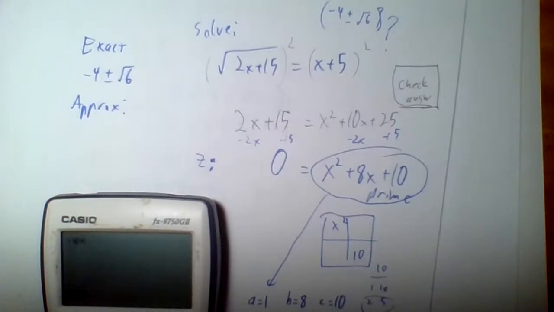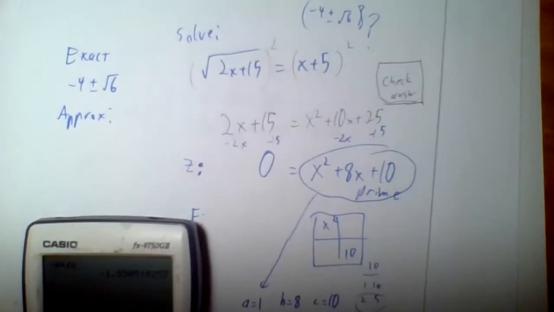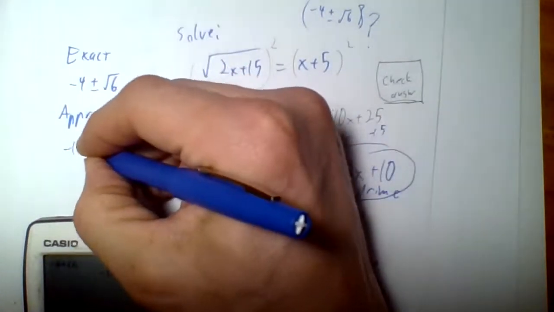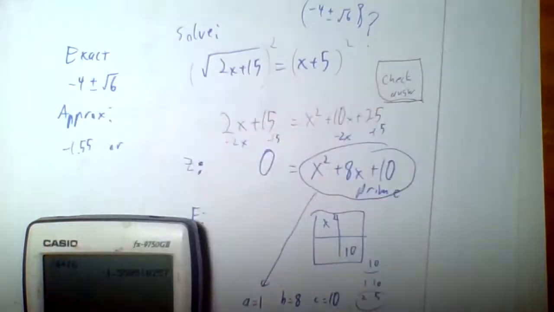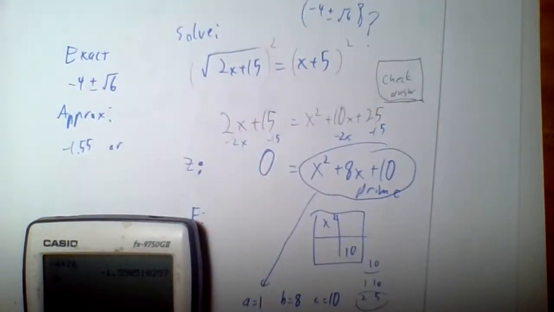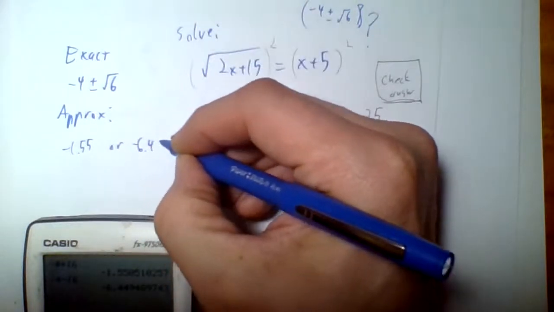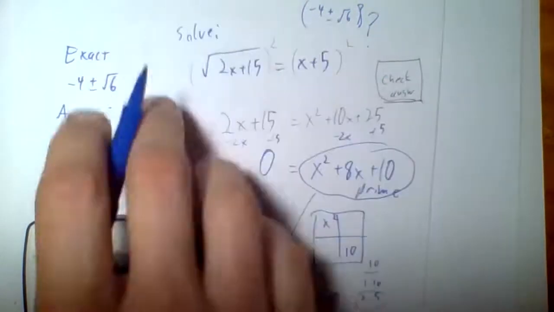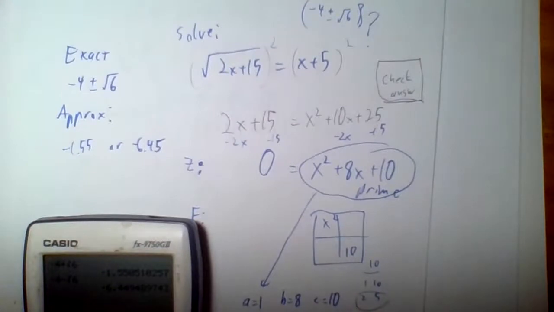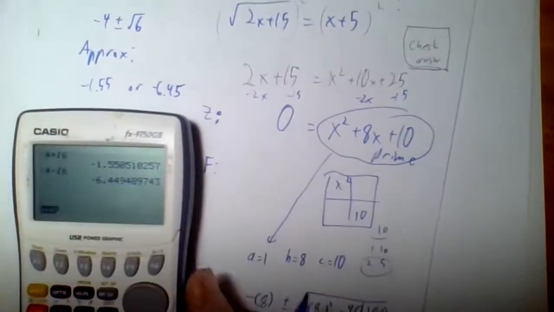Negative 4 plus square root of 6, negative 1.55. And negative 4 minus square root of 6, negative 6.45. I'm rounding to the nearest hundredth on that, but wherever you round it, it's approximate. So they're not going to come out perfect, but we want to see if they're even close. We want to see if they're actually solutions up there. So those are the values.